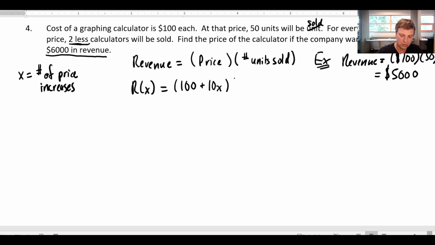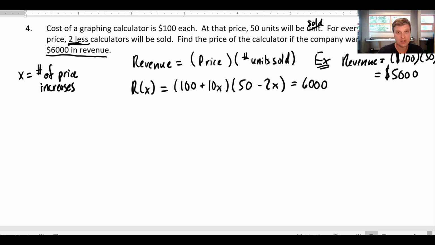And then the units sold. Well, right now we're selling 50 units, but that's not going to stay the same, because every time we jack up the price, 2 fewer calculators are actually being sold. So if I start at 50, every time the price goes up, the number of units sold goes down by 2 times x. And we're hoping that this whole thing is going to equal 6,000. We want to make $6,000 off of it. So you can see here we've got an equation we can solve. There's only one variable, which is x, and we can just crank through with our various tools to find the answer.